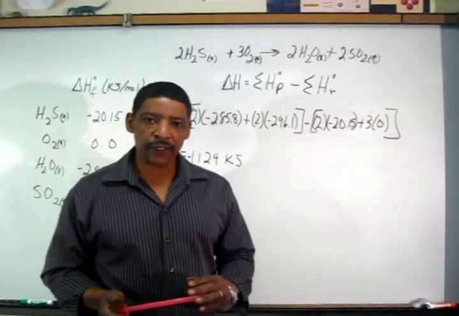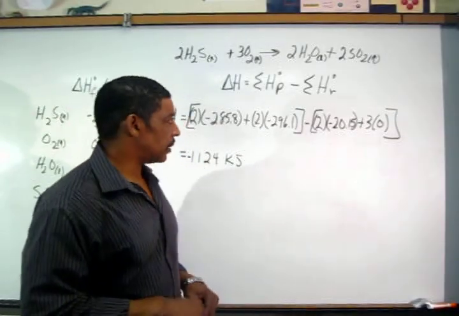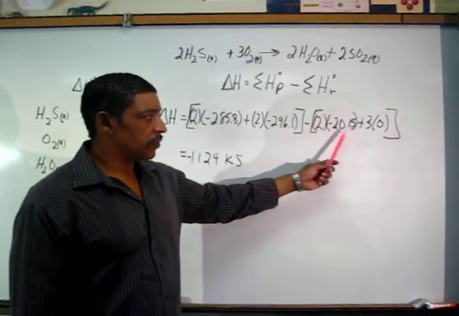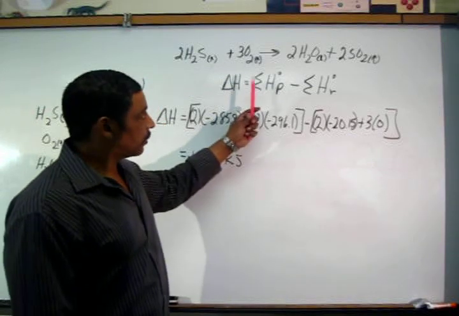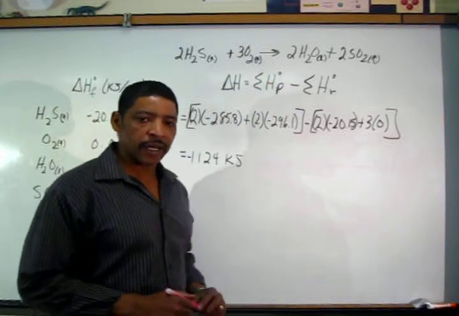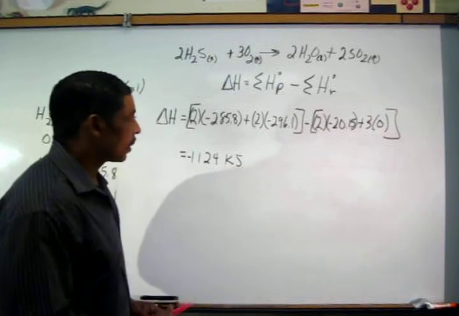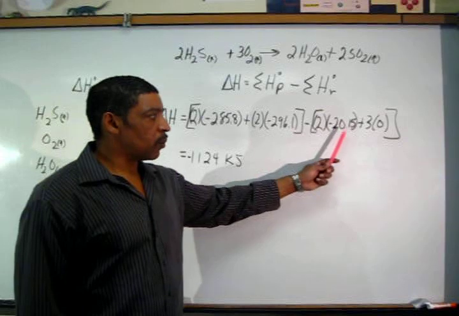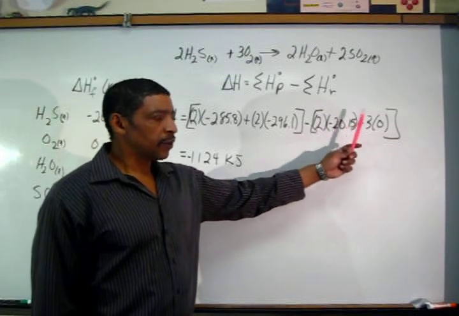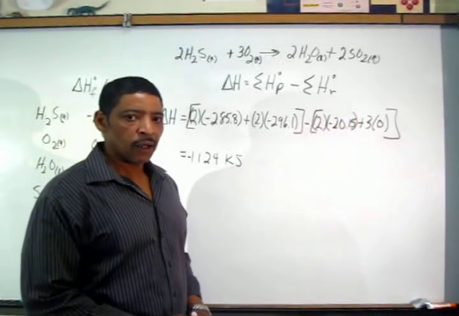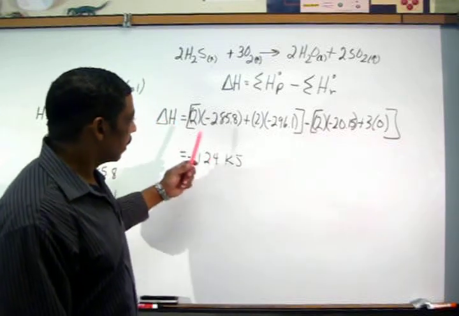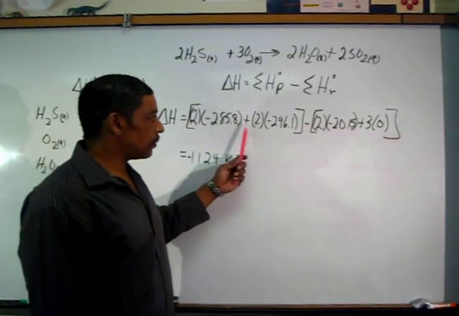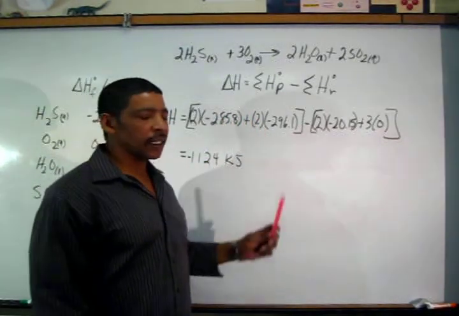Now the delta H for the reaction may be easily calculated, where the sum of the heats of formation of the reactants are subtracted from the sum of the heats of formation of the products. 2 times a negative 20.15 plus 3 times 0 will be subtracted from 2 times a negative 285.8 plus 2 times negative 296.1.